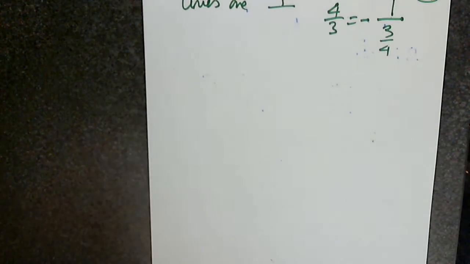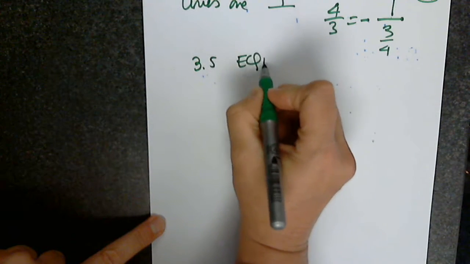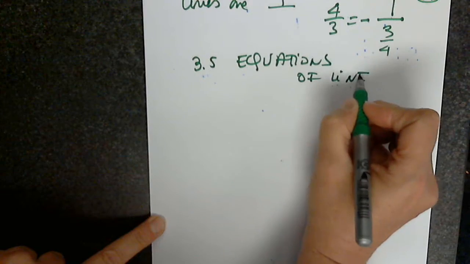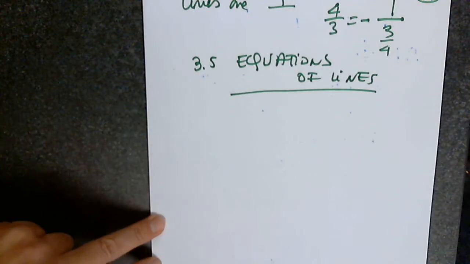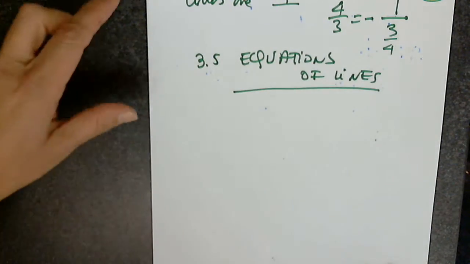Okay. Next step, section 3.5, Equations of lines. I don't like the title because there is only one. I don't know why they call it equations of lines, but they are listing all of them from scratch again.